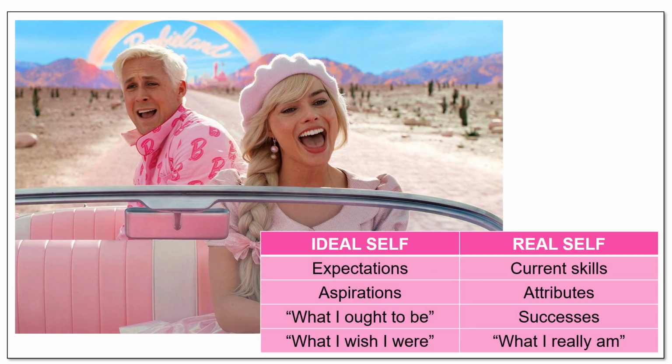Let's use the movie Barbie to illustrate two extremes of self-esteem. So here we have Barbie and Ken. In this movie, Barbie represents very high self-esteem. She's confident, capable, and secure in who she is. Ken, on the other hand, struggles with low self-esteem. His worth depends entirely on Barbie's attention and validation.